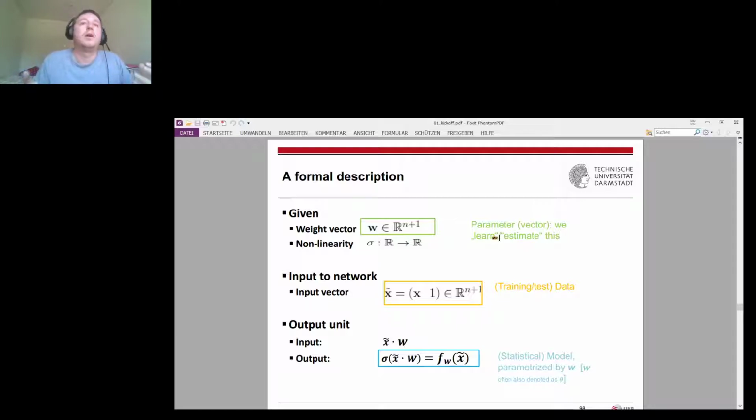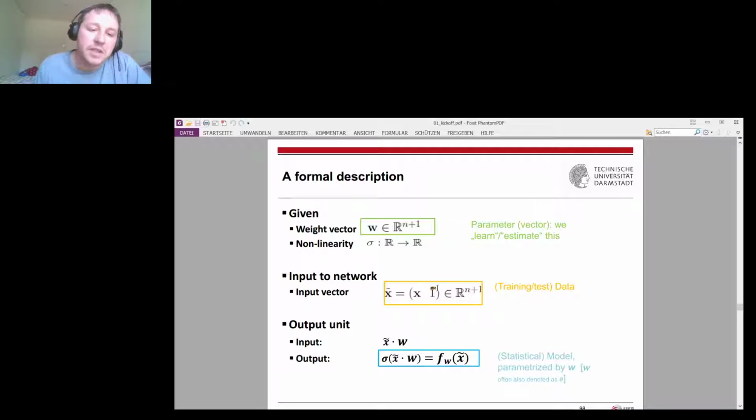For example, we want to navigate a robot, so we learn this weight vector so that it's doing the right thing, or we want to classify a text, whether it's positive or negative, so we adjust the weight vector of our neural network so that the neural network is solving the task as well as possible.